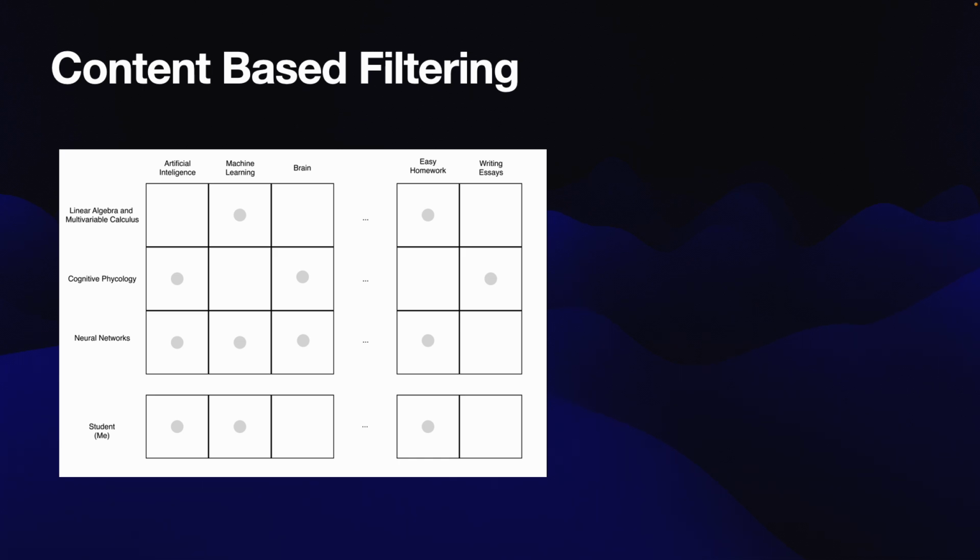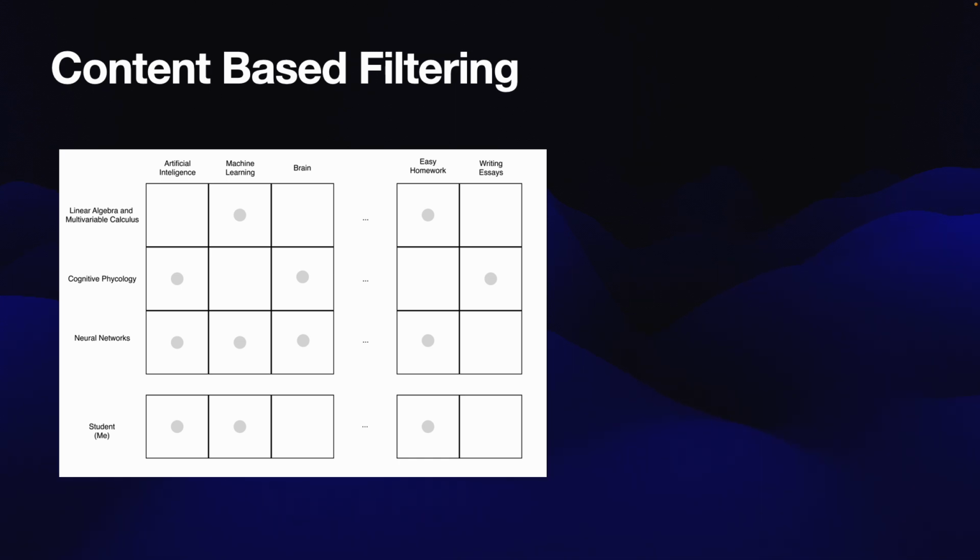So an example could be, for example, like this. How do you choose a course in your AI program, right? So this is an example of me. So here's me, right? And I have a few topics that I like. I like artificial intelligence, I like machine learning, I hate brain, I like easy homeworks, and I don't like writing essays. And then we can see a few courses that are available.